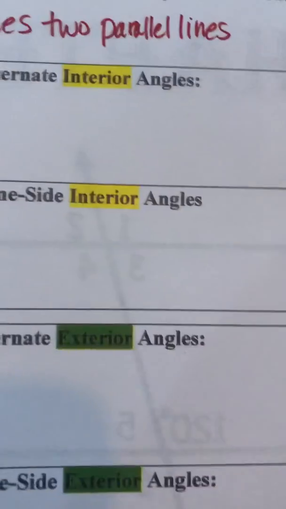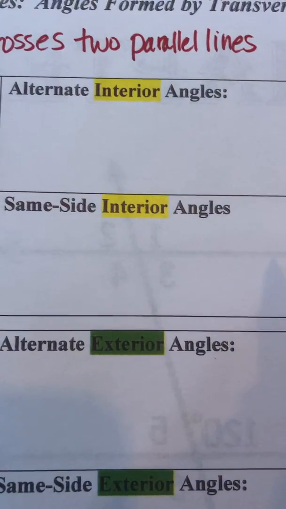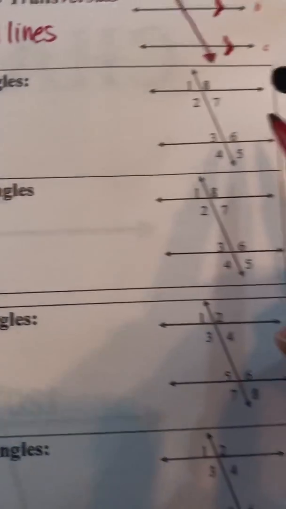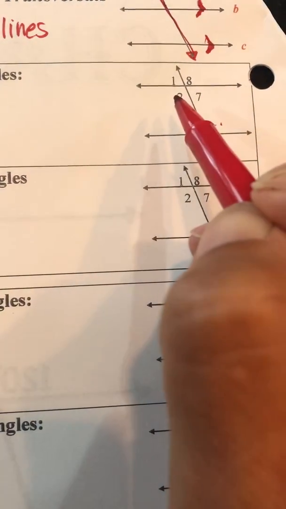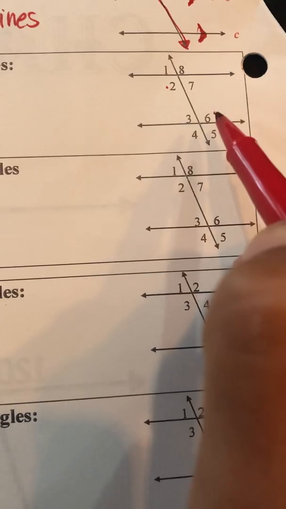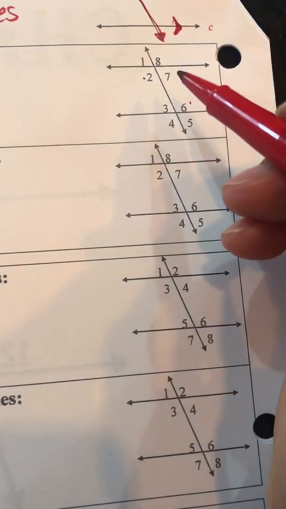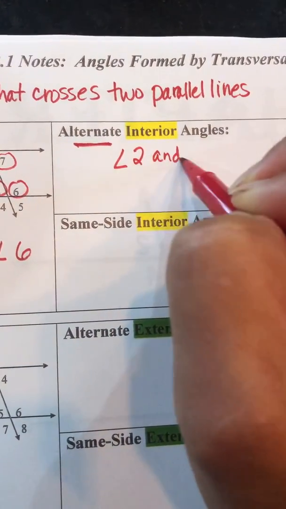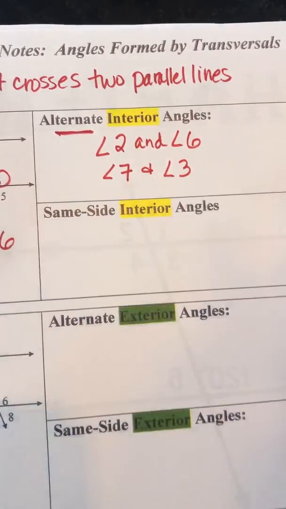We split up interior angles into two special partners, either alternate interior or same side interior. And there's a clue in the name, right? Alternate. So alternate interior angles are going to be like 2 and 6. And we call them alternate because they kind of alternate, one on one side of the transversal and the other on the other side of the transversal. Alternate interior angles, and so are 7 and 3. So I'd say angle 2 and angle 6, and then angle 7 and angle 3.